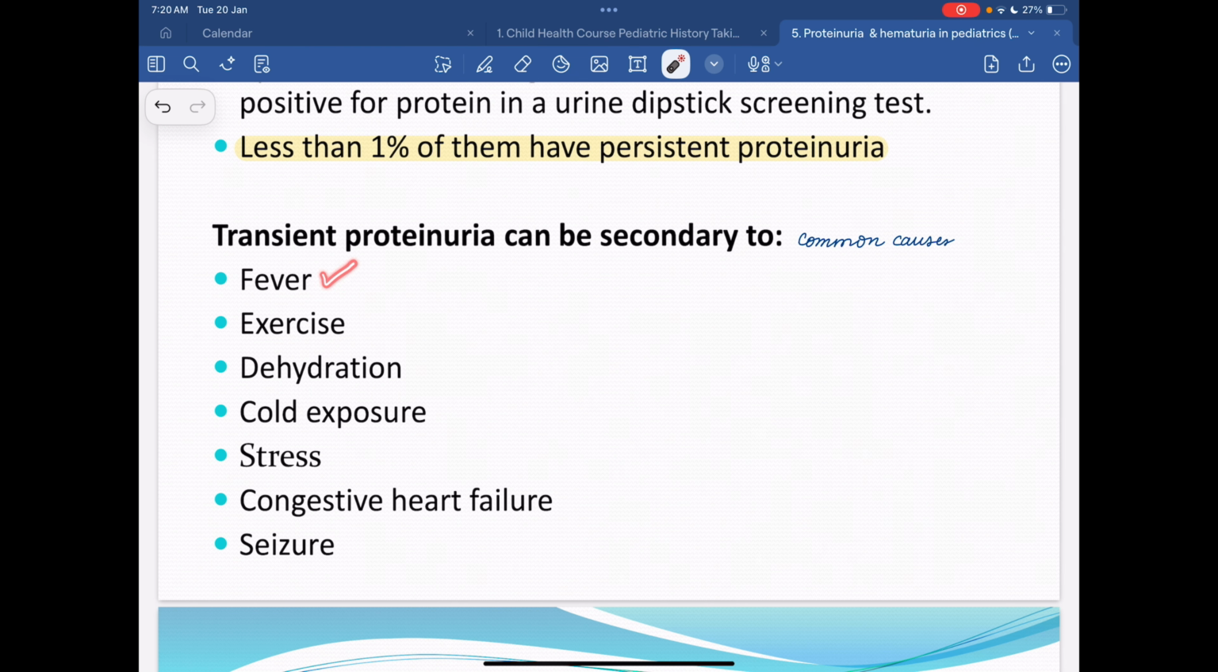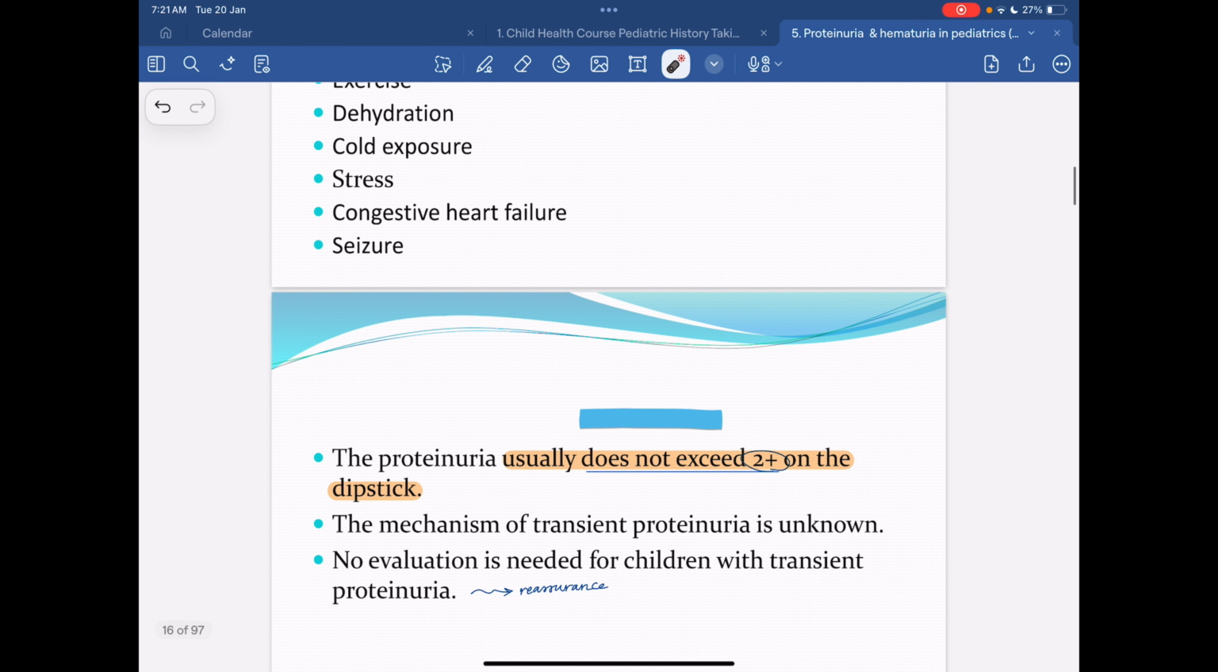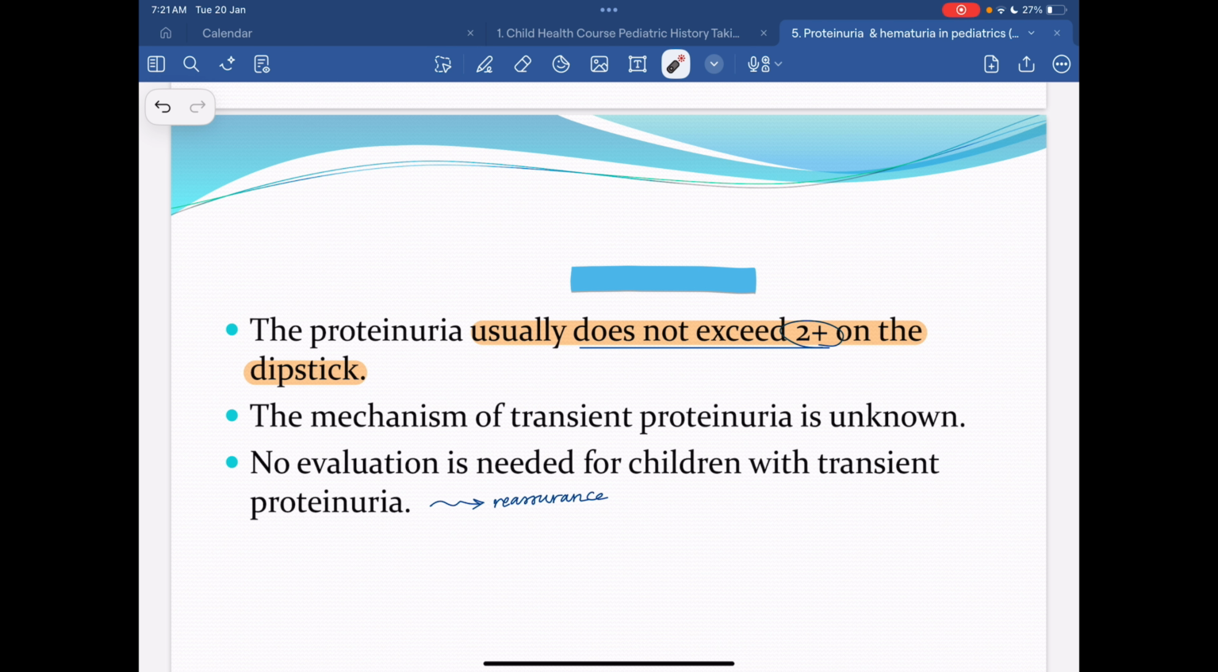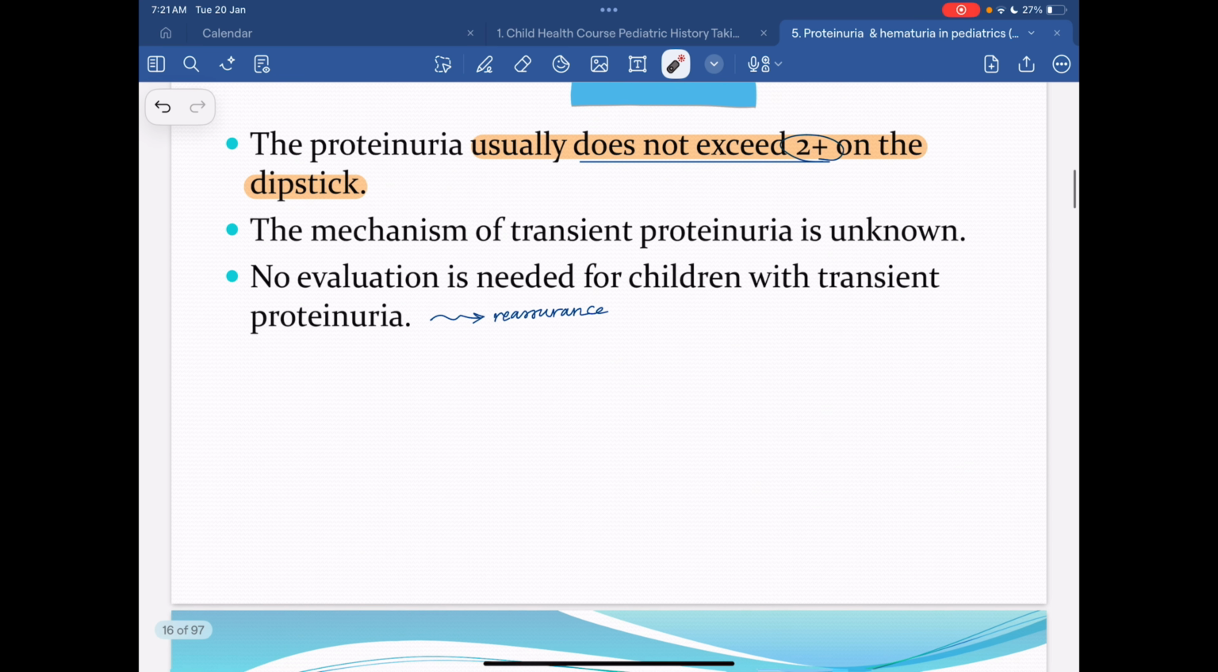So fever after exercise, dehydration, cold exposure, stress. Sometimes عندنا non-renal cause of edema. So congestive heart failure, وبعد in cases of seizures. In the transient, proteinuria يكون low grade, so it usually does not exceed +2 on dipstick. The mechanism of transient proteinuria is unknown, and no evaluation is needed for these children. All you have to do is reassurance.